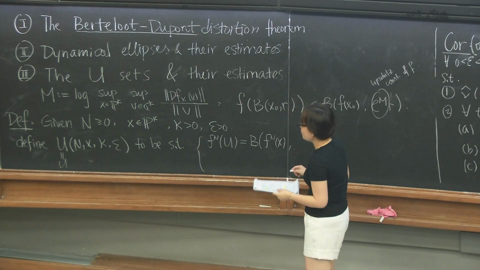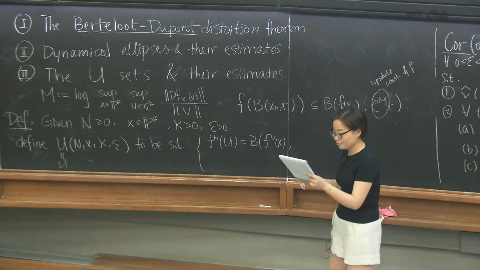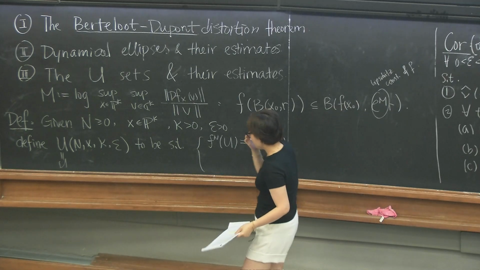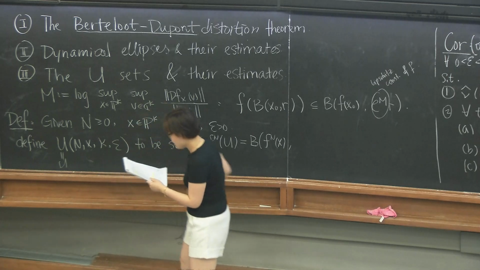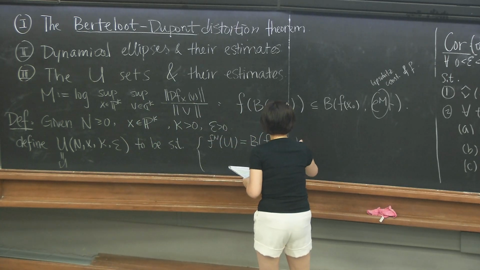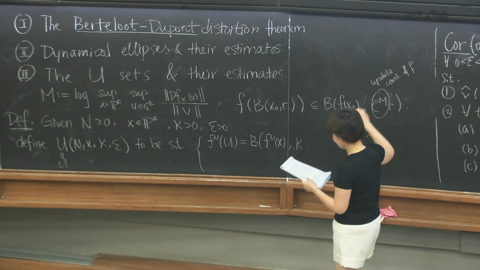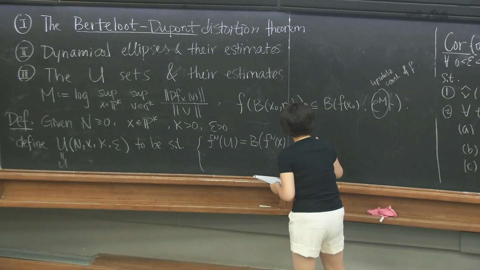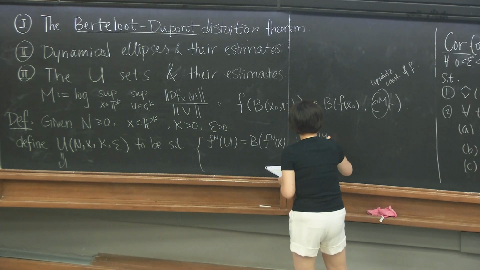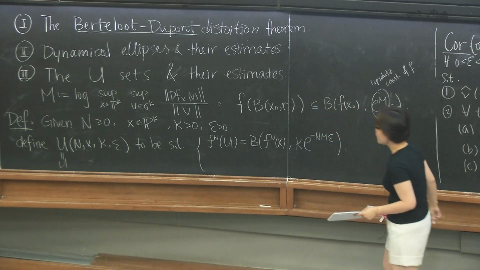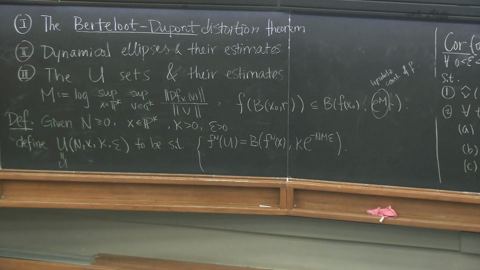So the radius is not these numbers. So the radius is kappa, but it's not kappa or e to the m kappa. It's kappa times e to the minus n m epsilon. Okay, so these are the sets we're using.